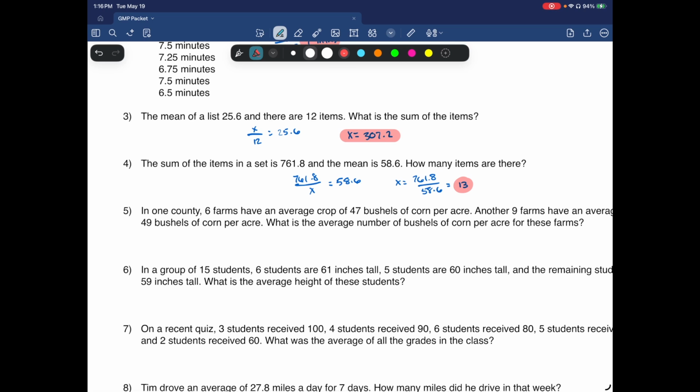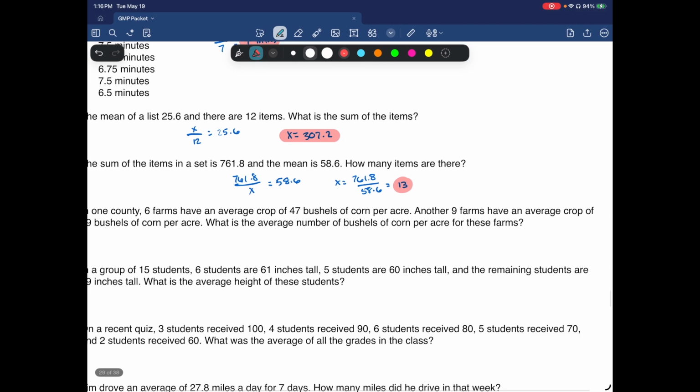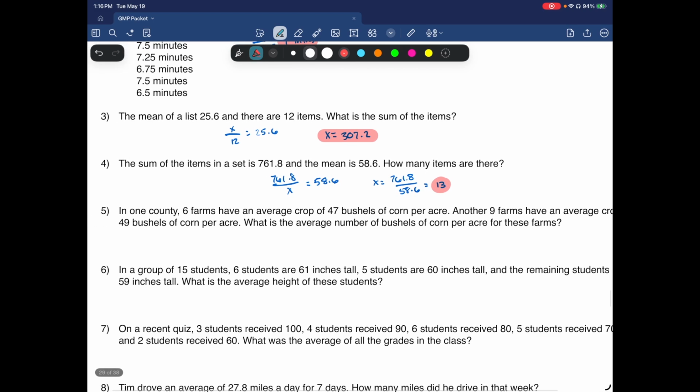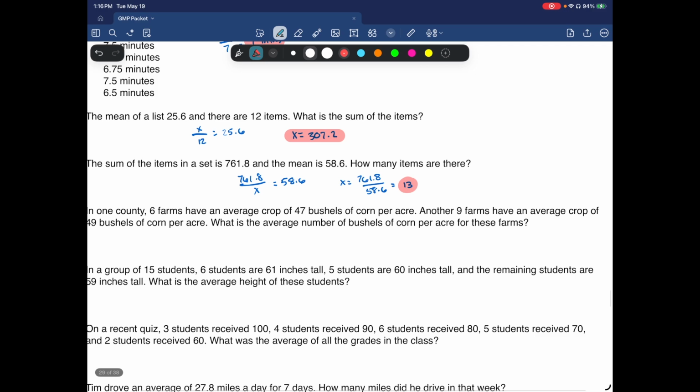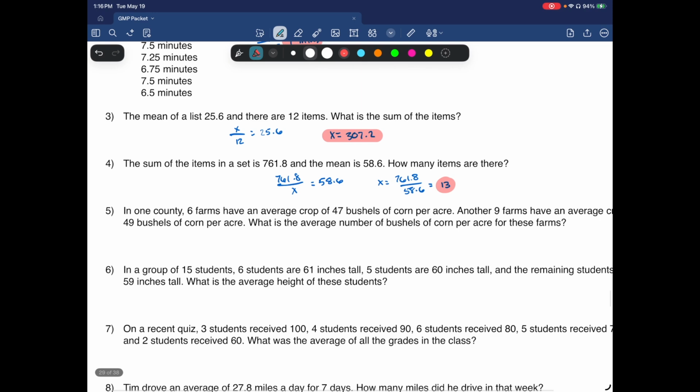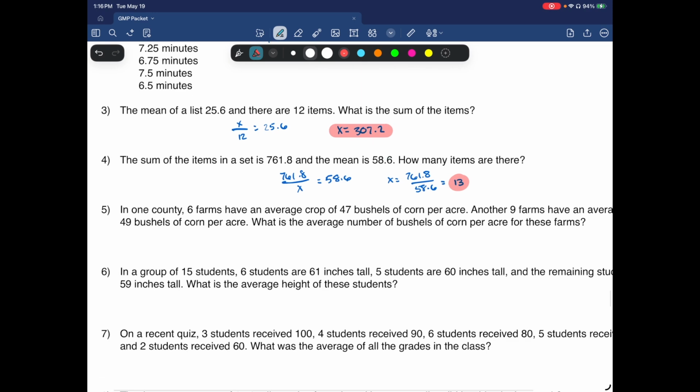So there's a different way we could do this. In one county, 6 farms have an average crop of 47 bushels of corn per acre. Another 9 farms have an average of 49 bushels of corn per acre. What is the average number of bushels of corn per acre for these farms? Well, you have 6 farms on one, 9 farms on the other, so it's a total of 15.